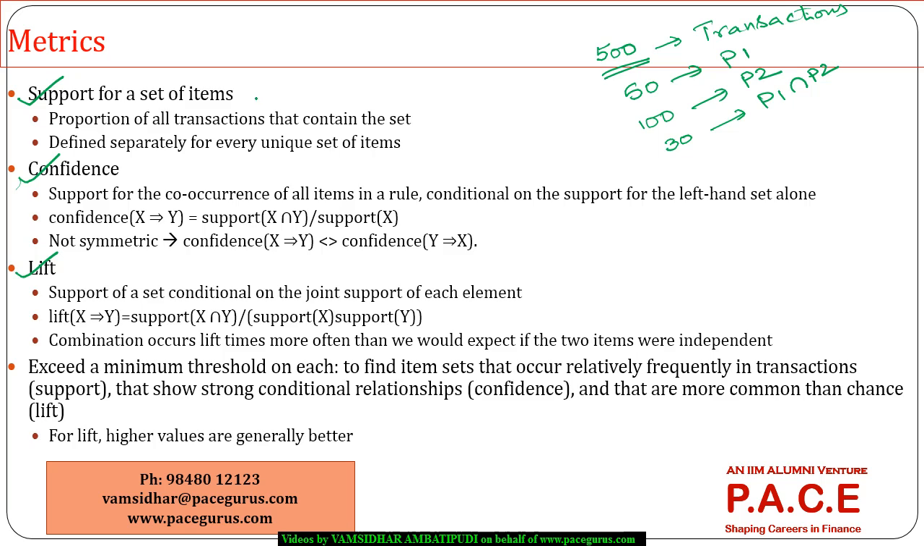Now, giving the definitions here, when I say support, the support of P1 is nothing but, out of the total set of transactions that have happened, in how many transactions P1 is present. So 50 out of 500 is the support for P1. Let me call it 10%. So I will define it separately for every unique set of items. It could be one item or it could be a set of items. But support means how many times they have come together out of the total transactions that have been performed. So I'll have to understand what the support is for each product or each set of products.